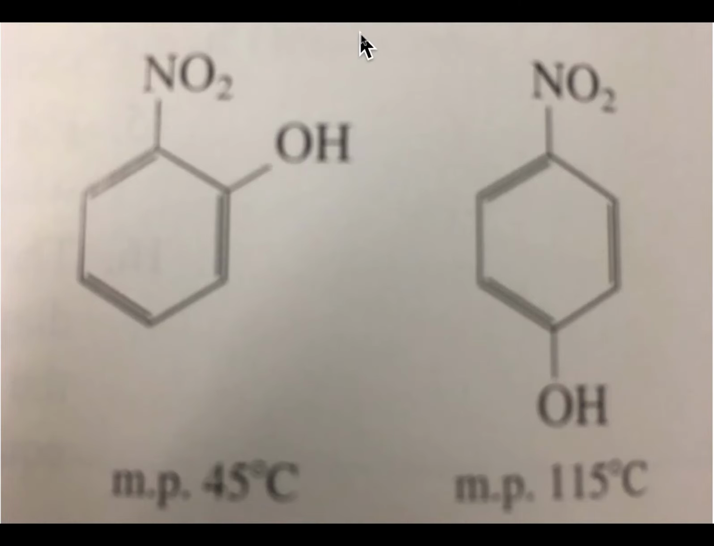Okay, so here, this is one example from your problem set. Two molecules here, same number and types of atoms. Now what we see here is a difference in melting point. Right here, our melting point is 45 degrees Celsius. Here it's 115 degrees Celsius. So what we know from that is that there's more interaction between these molecules on this side than there are on this side. Okay, so let's look at what goes on.